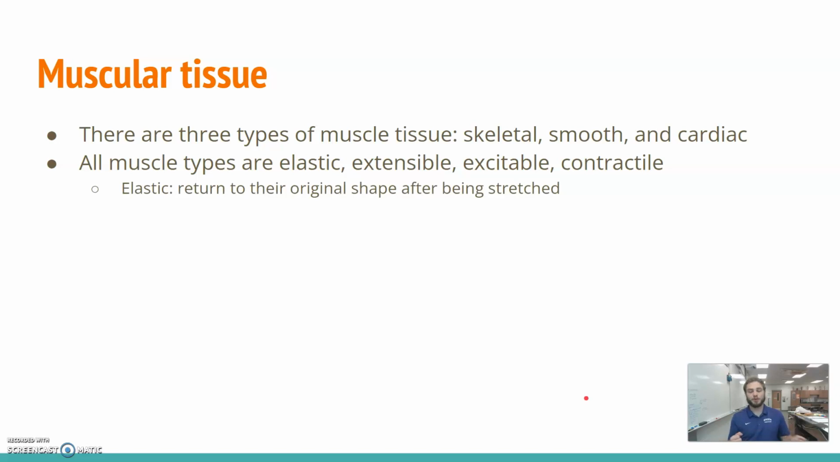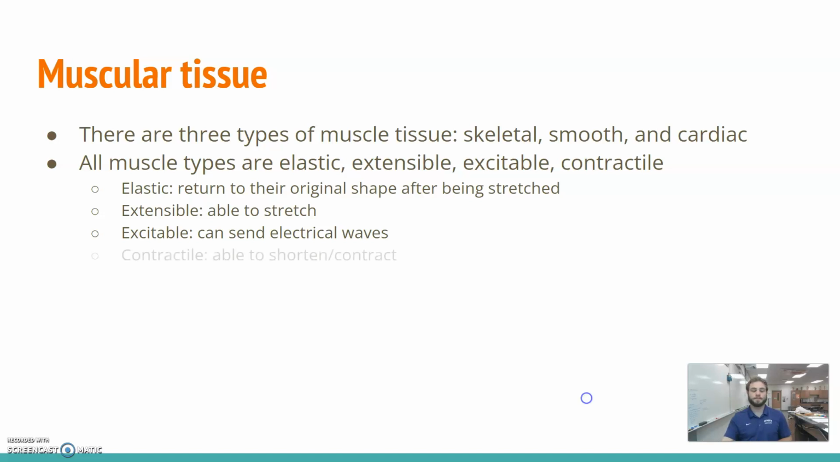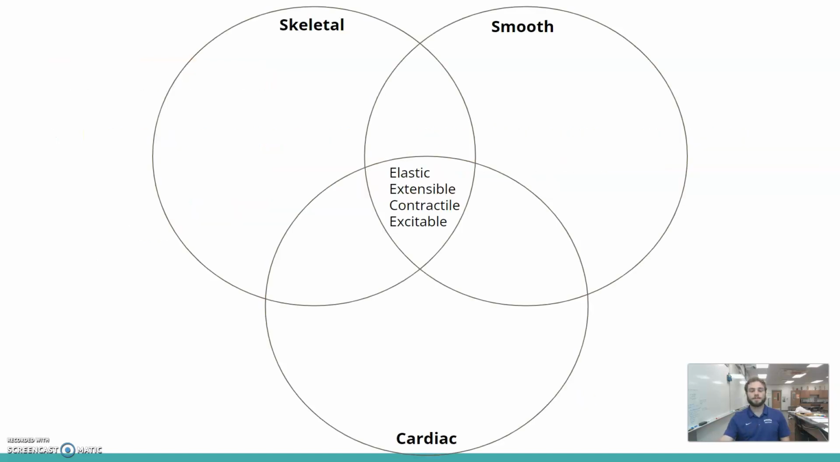Elastic just means that after you stretch it, they will return to their original shape. A great example is a rubber band. It is elastic, you stretch it, and then it returns back to its original shape. They are extensible, so they are able to stretch in the first place. Excitable, meaning that they can send and carry electrical waves, which is going to be very important for muscular contraction. And contractile means that they have the ability to shorten or to contract.